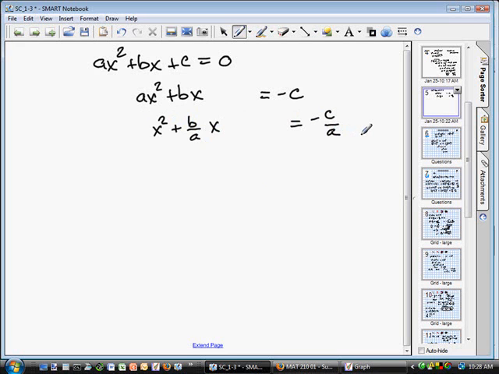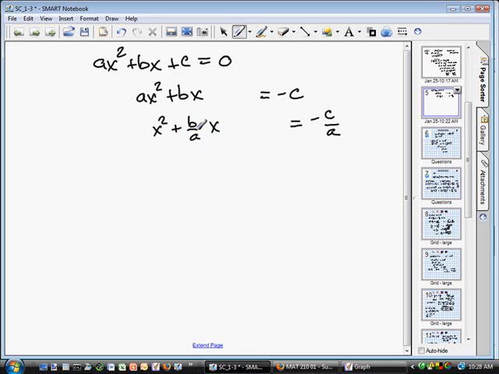Maybe just pause there. Is everybody with me on what I did there? The reason I had to get that a out of there is you cannot complete the square unless you have a coefficient of 1 on your squared term. We now have that. So now I can do the half of the b term squared thing. Here's our so-called b term, b over a. What's half of that? What's half of b over a?